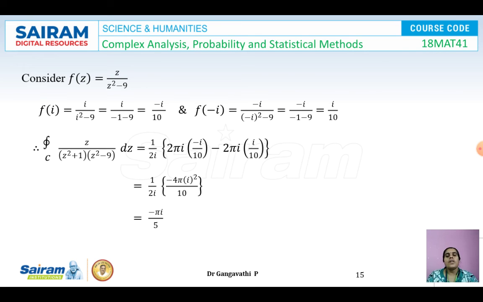Therefore, the given integral is equal to 1 by 2i into 2 pi i into f of i. f of i, as evaluated, is minus i by 10 and f of minus i is i by 10. So here this minus comes out. So it becomes minus 2 pi i and there is already a minus. So minus and minus, we can add the terms, 4 pi into i by 10. i can be taken as a common term and we can cancel with the denominator also. So with that we get the answer as minus pi i by 5.